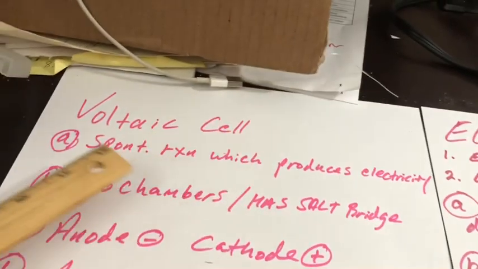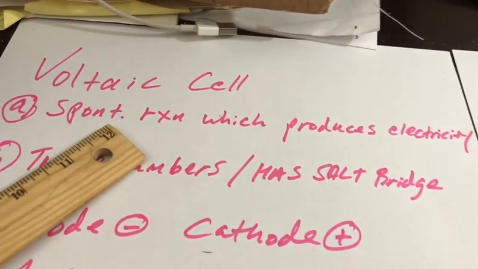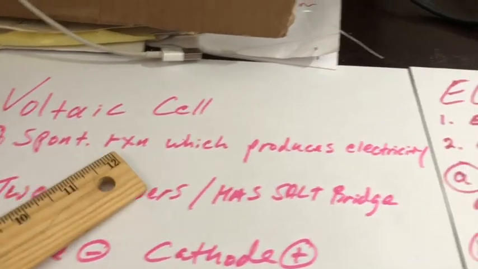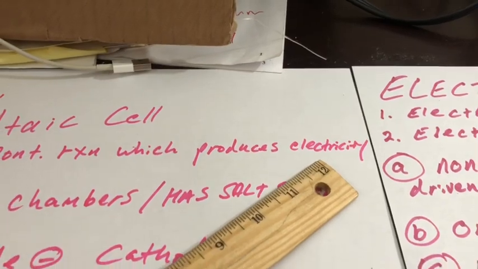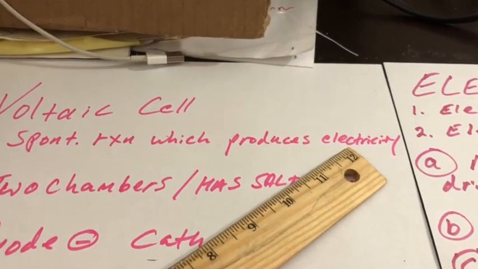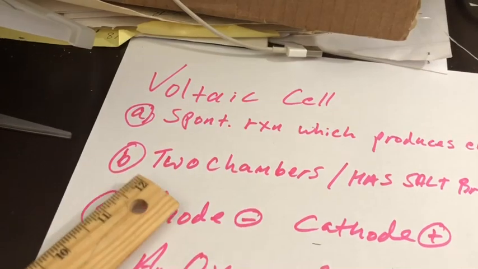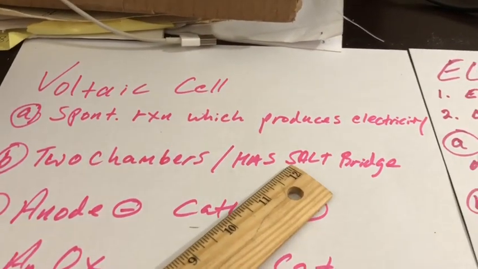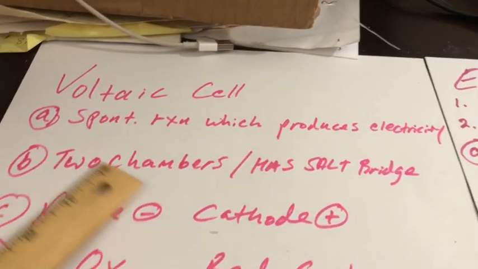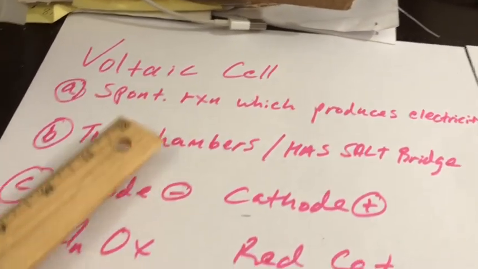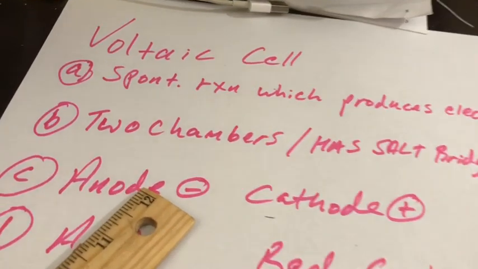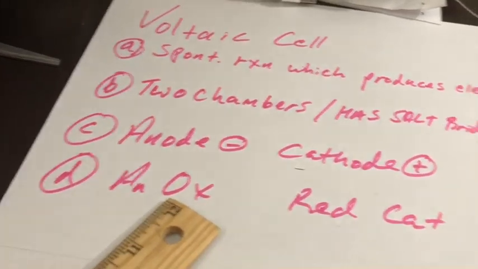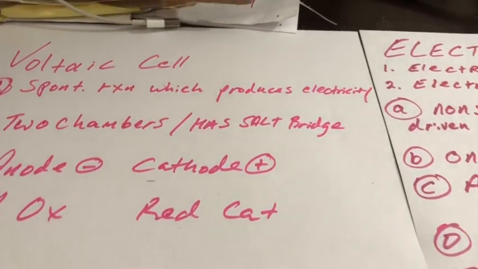The voltaic cells are what? They are spontaneous. You put it together and it moves forward in the direction naturally, okay? And it produces electricity, right? And we agreed that's the principle behind a battery. Voltaic cells have two chambers, all right? And they have a salt bridge, okay? Remember, the ions flow through the salt bridge, and the chambers have solutions of ions in them. The anode is negative in the voltaic cell, and the cathode is positive, right? And OX RED CAT applies also for the voltaic cell.